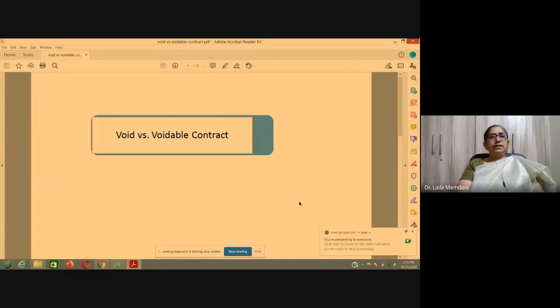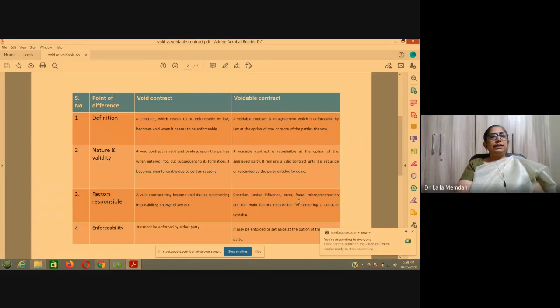A void contract is one which was valid at a point of time, but it has become void now because of change in circumstances. It ceases to be enforceable by law; it becomes void. A voidable contract is actually a valid contract, but its enforcement is at the option of the aggrieved party, the party whose free consent is missing.